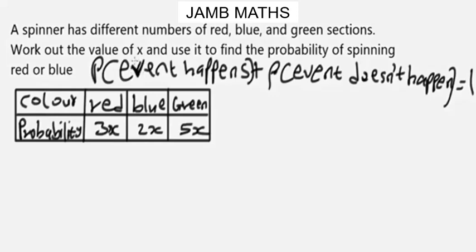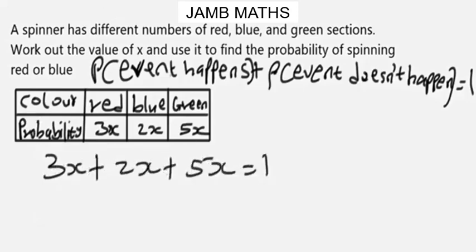So using this fact, let's solve this question. The question says a spinner has different numbers of red, blue, and green sections. Work out the value of x and use it to find the probability of spinning red or blue. For this question, the probabilities add up to 1. So 3x plus 2x plus 5x equals 1. That's what we're going to do to find the value of x and use it to find the probability of spinning red or blue.